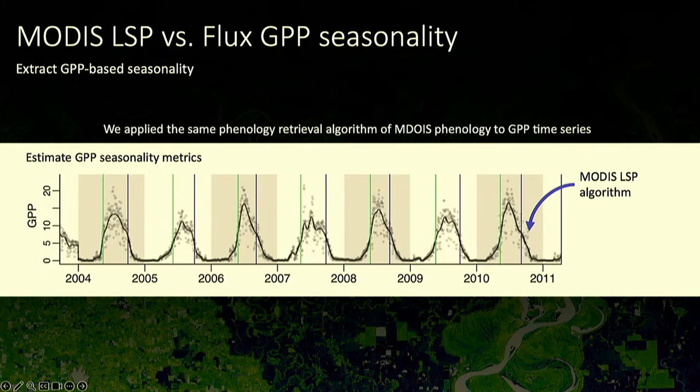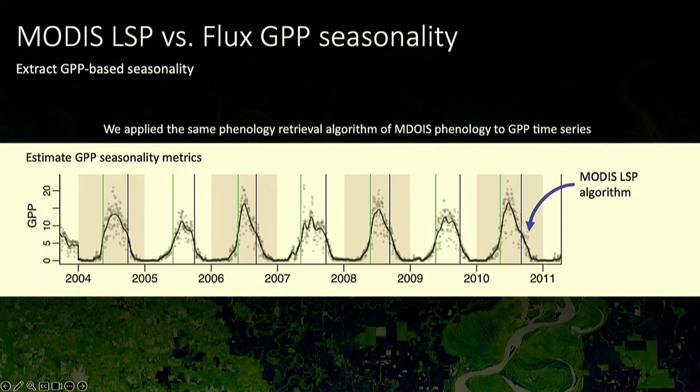And what we did was we applied the MODIS phenology algorithm to this GPP time series, and then we retrieve those phenology. So those are photosynthetic phenology, right? They represent when they start accumulating carbon and when they senesce, but in a photosynthesis way. So these are the curves.